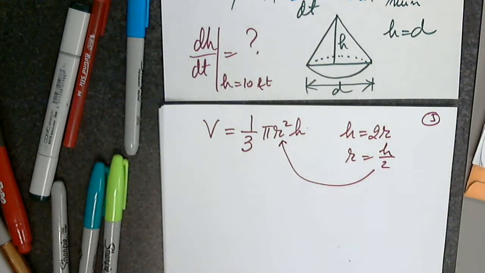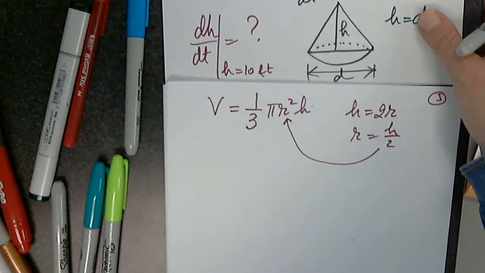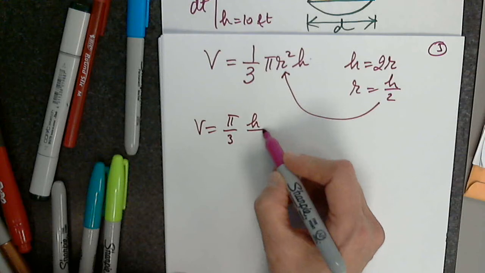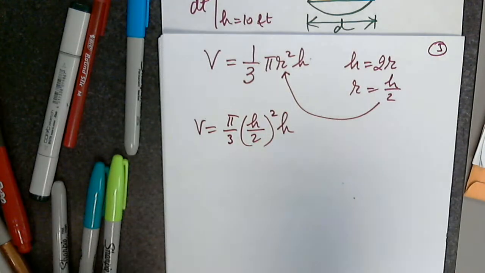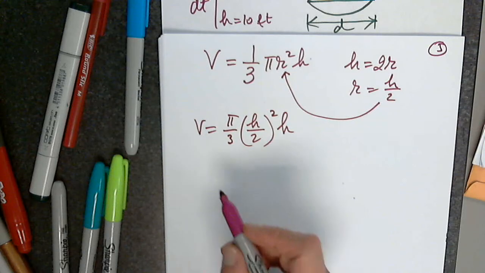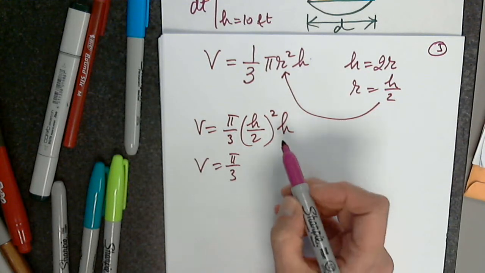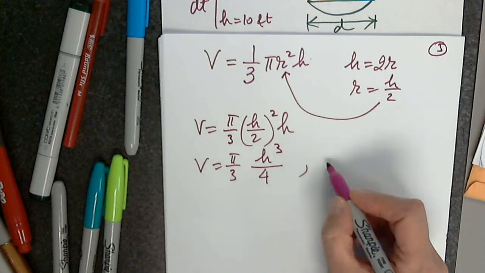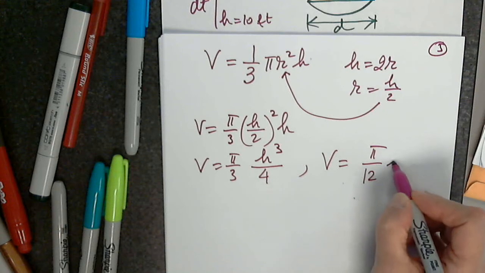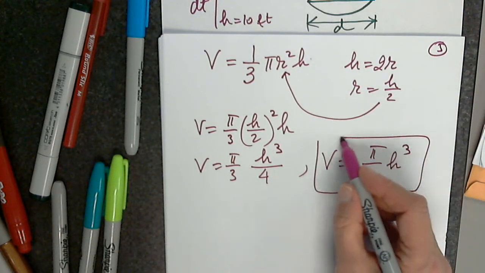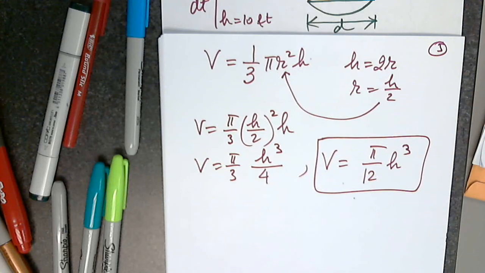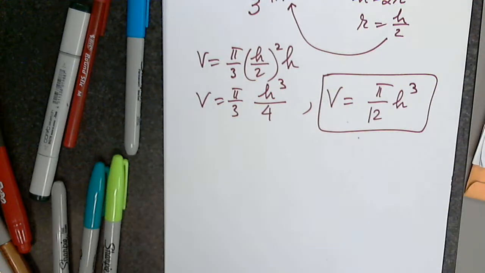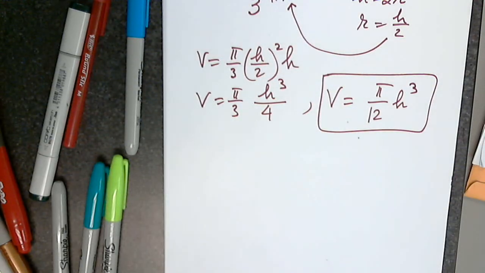So I'm going to have to plug it in. So the volume equals pi over 3, h over 2 everything squared, times h. Therefore, I have V equals pi over 3, h squared times h will be h to the third, divided by 2 squared, which is 4. Or V equals pi divided by 12, h to the third. What is the next step? Any suggestions here as the next step?